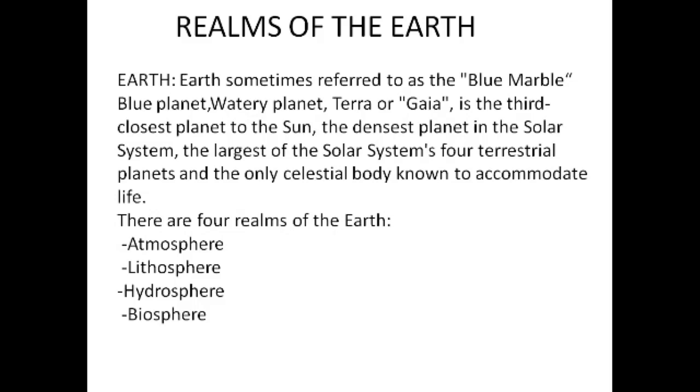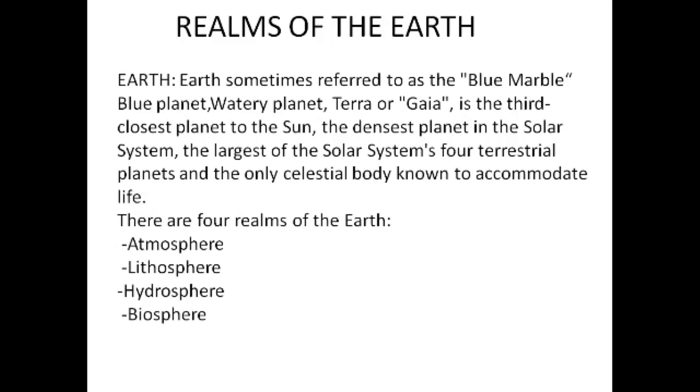One, atmosphere. Atmos refers to the air which is surrounding the earth's surface. That is called the atmosphere. You are going to learn this in the next chapter. And lithosphere, you have learnt about in a chapter before. Lithos means the hard crust which is located on the earth's surface. That is called the lithosphere.